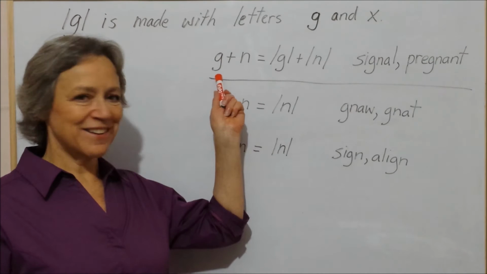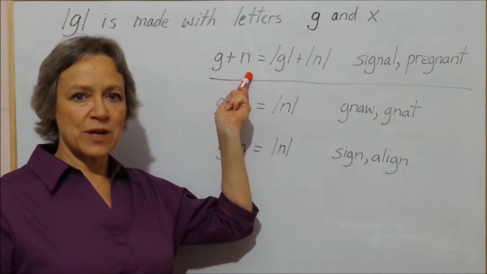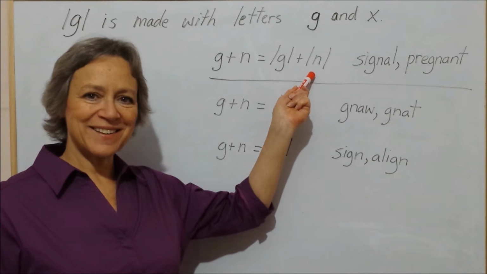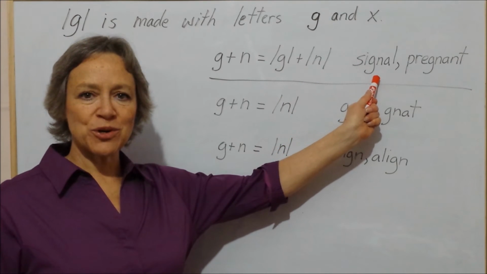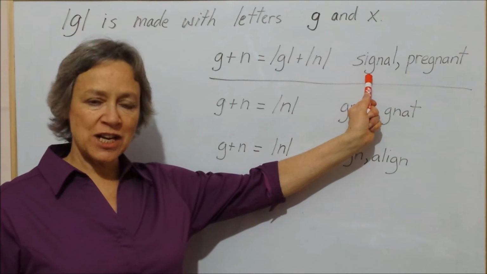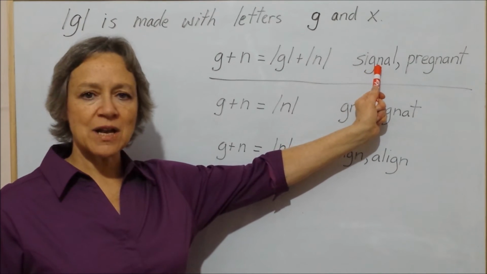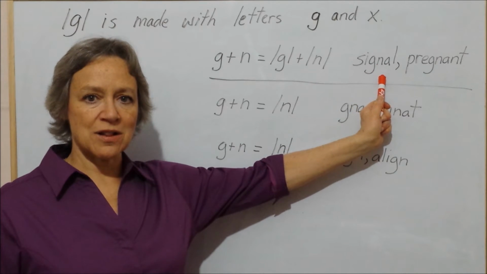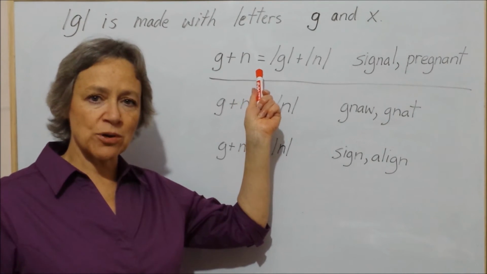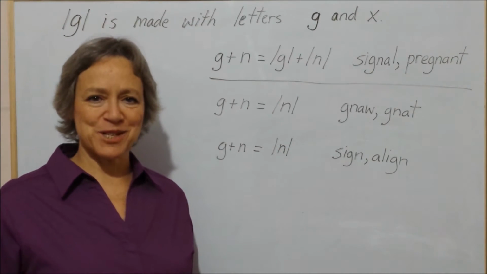When the letter G is followed by the letter N in the middle of a word, we usually do get two sounds. We get G plus N, okay? Here are two examples. We have the word signal and the word pregnant. So for the letter G, I hear G, sig, and for the letter N, I hear N, no, signal, okay? Pregnant. So again, G plus N in the middle of a word usually results in G plus N, okay? Just what you probably would expect.